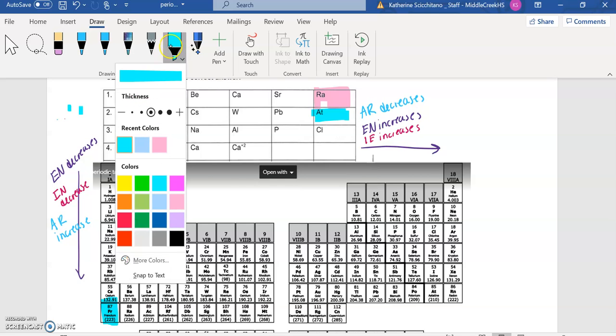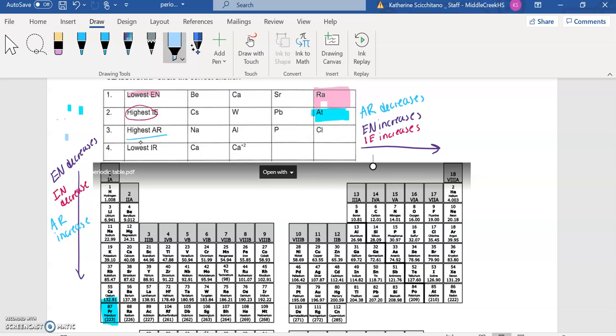All right, so now I need to find my elements. So let's see, we have sodium, we have aluminum, phosphorus, and chlorine. All right, so if I want the highest, I want the one that's closest to francium, and out of these 4, that is sodium. All right, last one. IR, which is ionic radius.